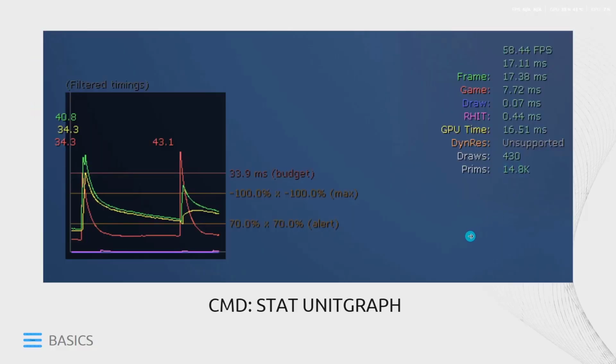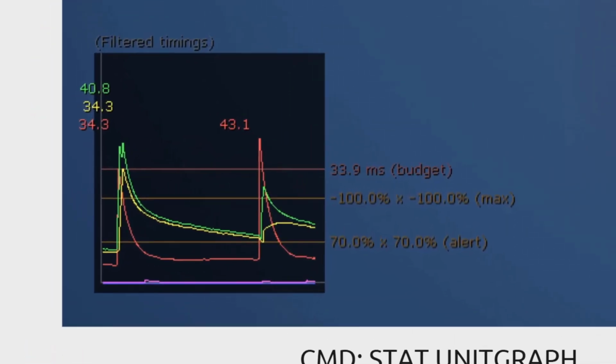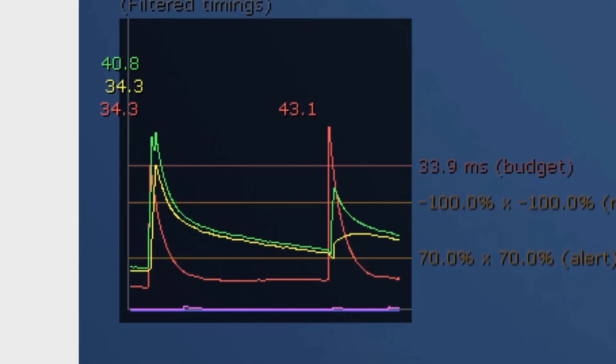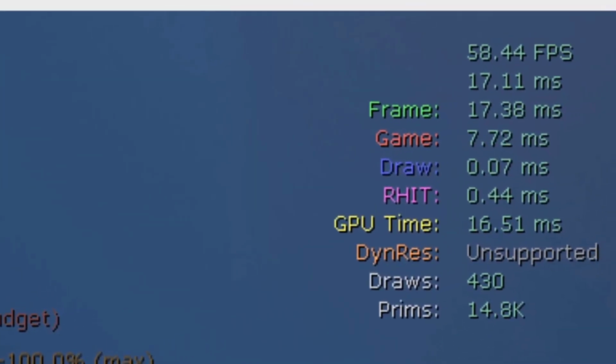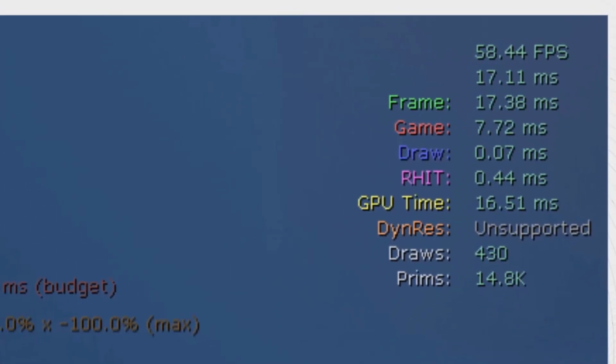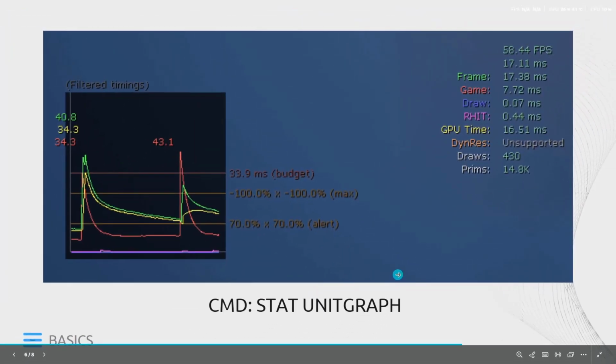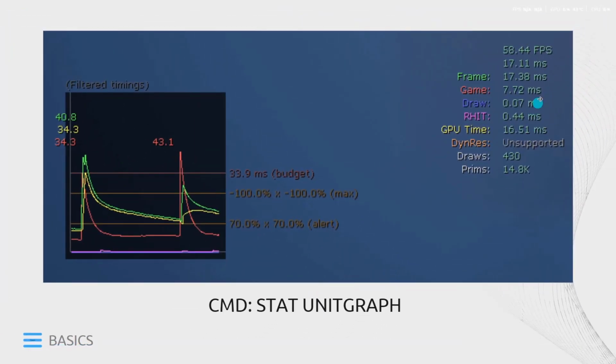By using stat unit graph, it shows a real-time graph of your frame time. We'll also see how much time each part of the engine is taking. Unreal doesn't use FPS internally. It uses milliseconds because it's more accurate and useful. Later, in the profiling section, we'll learn how to identify and fix problems by reading these values. We won't go into deep C++ or blueprint optimization in this course, but we will understand how to spot the exact cause of performance issues using frame time.